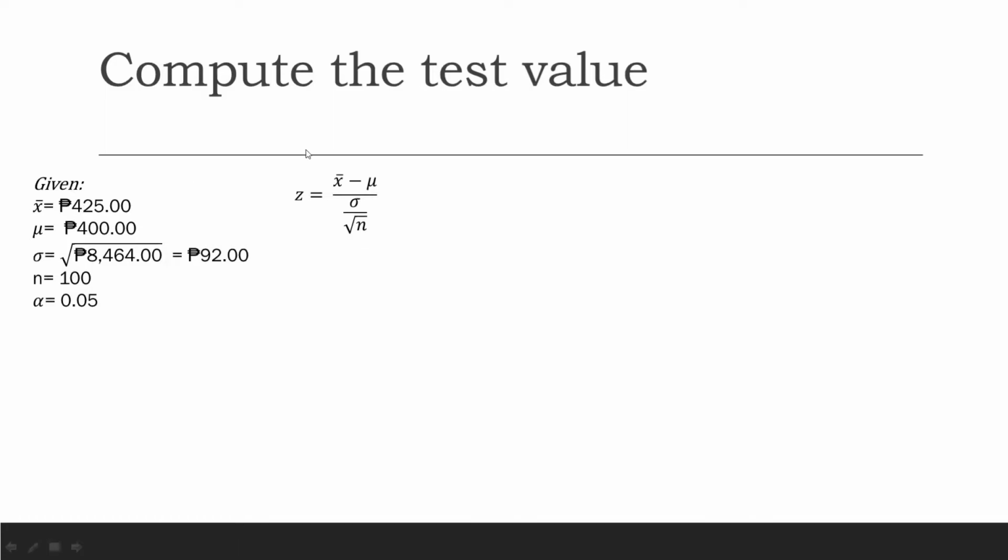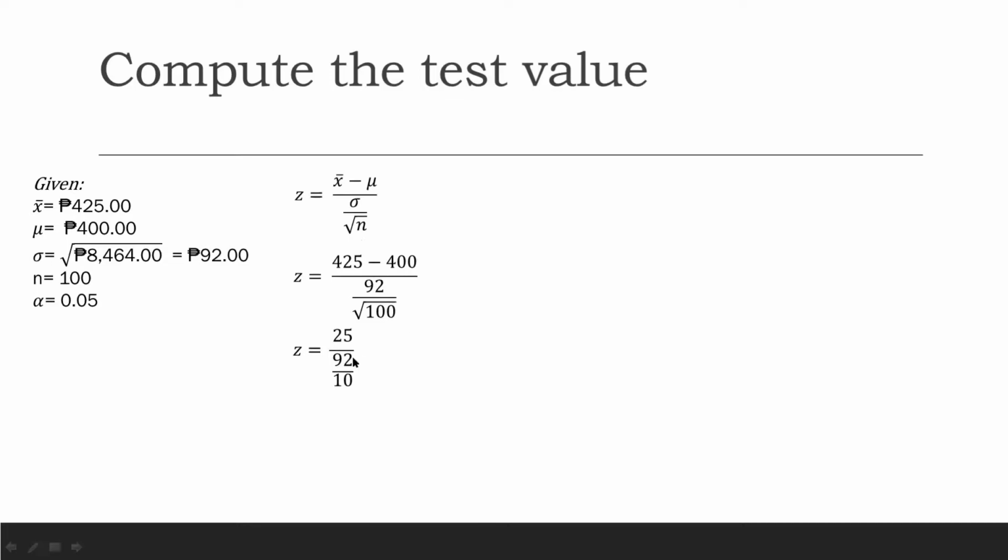So, yung sample mean natin is 425 peso minus yung mean natin ay 400. Yung standard deviation natin is 92. And then, yung n natin ay 100. So, ganyan na yung kalalabasan niya. Then, you can simplify. 425 minus 400 is equal to 25. Then, square root of 100 is 10. So, therefore, 25 over 92 divided by 10 tayo ngayon.